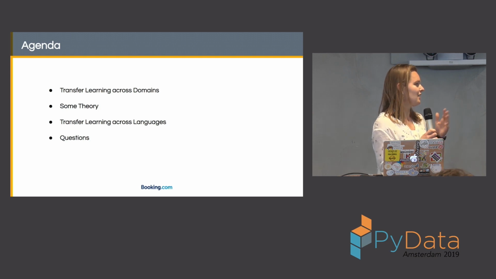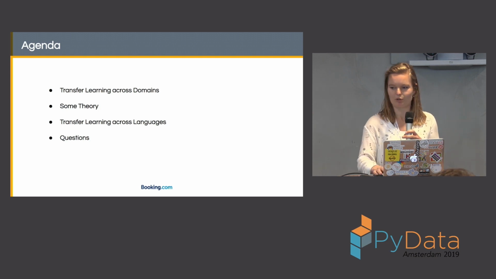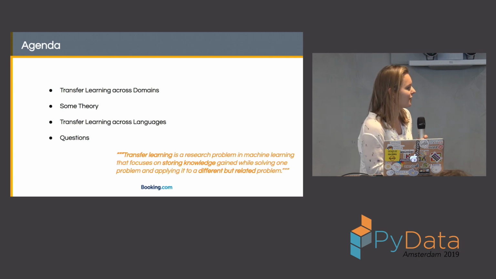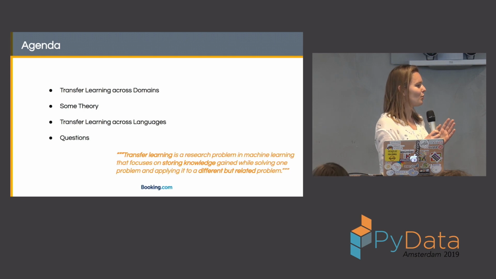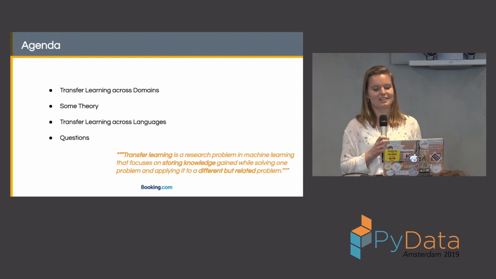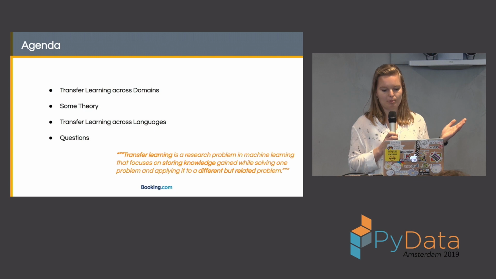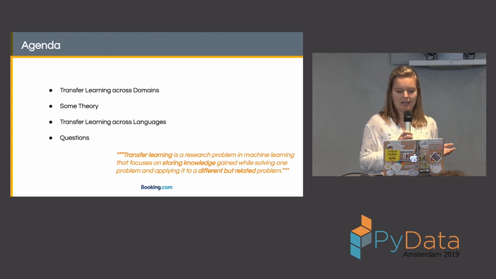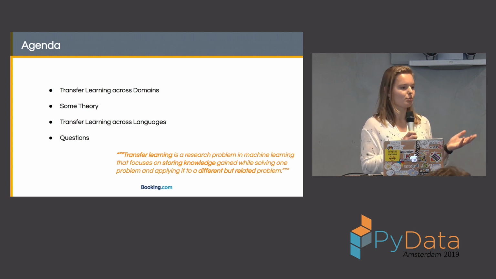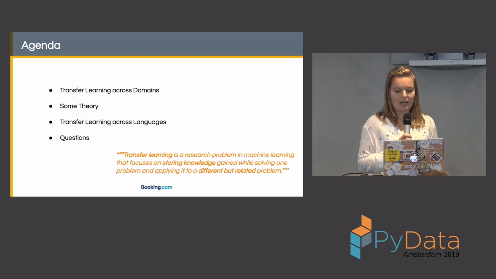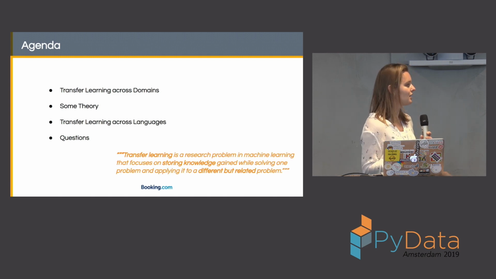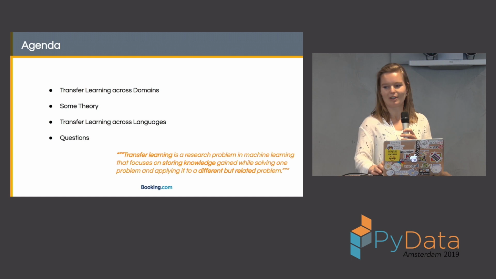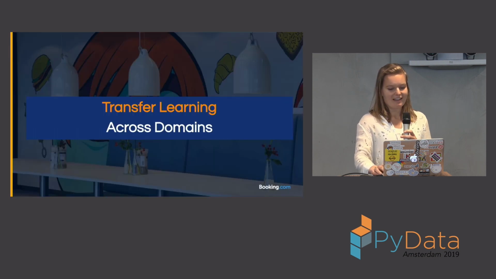We'll keep the theory to a minimum, but we do want to show you a little bit. For the people that are desperately thinking, oh, what was transfer learning again? I'm going to quote Wikipedia, which says transfer learning is a research problem in machine learning that focuses on storing knowledge gained while solving one problem, or maybe on one domain, and applying it to a different but related problem. We'll see that both across different domains and across languages. Just keep this in mind, this is the main theme.